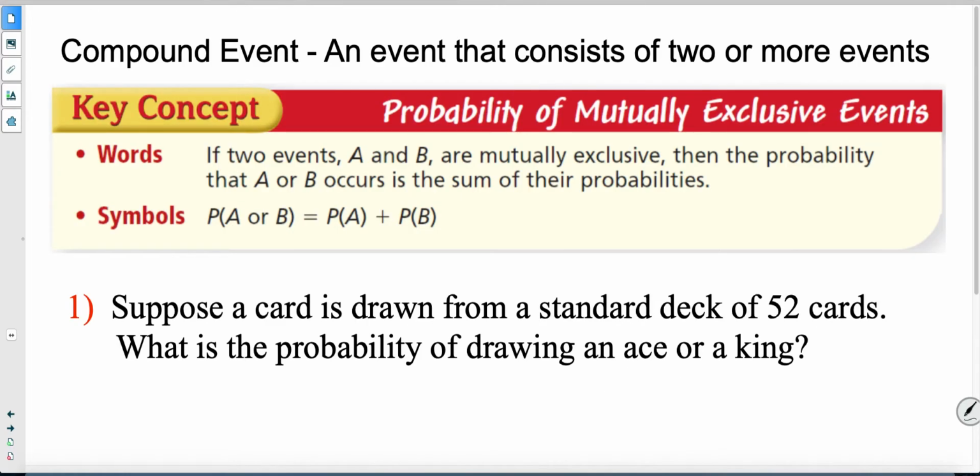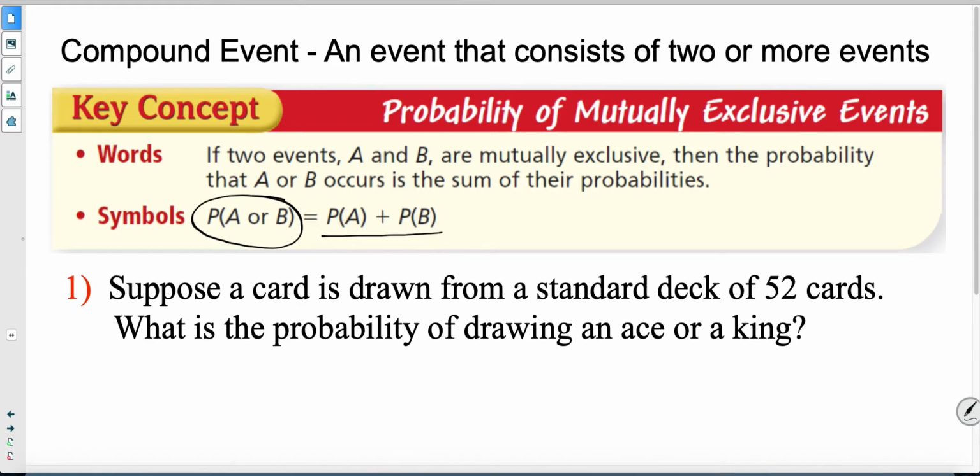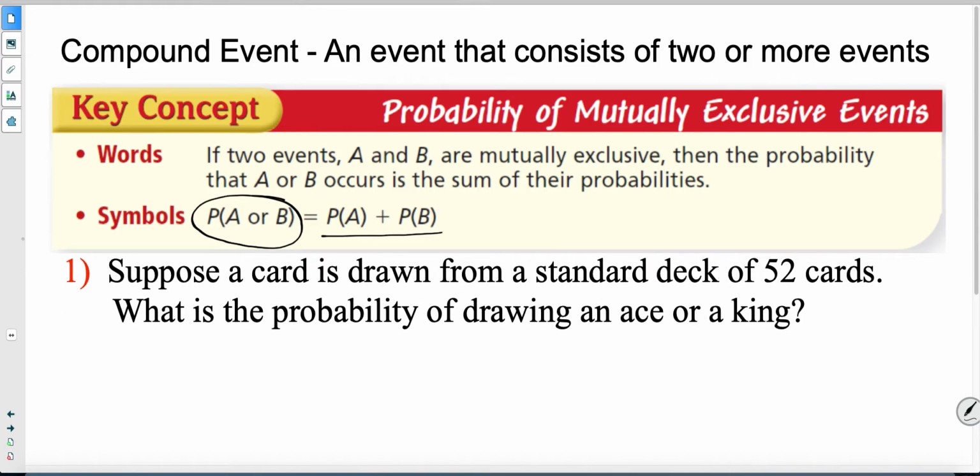All right, so that's where we're talking about mutually exclusive events. So when we have something like this where it's a probability of A or B, we're going to add those probabilities together. Okay, so you find the probability of one and the probability of another event, and you add those two probabilities together. So go ahead and write that down, and then we'll look at the first example here.